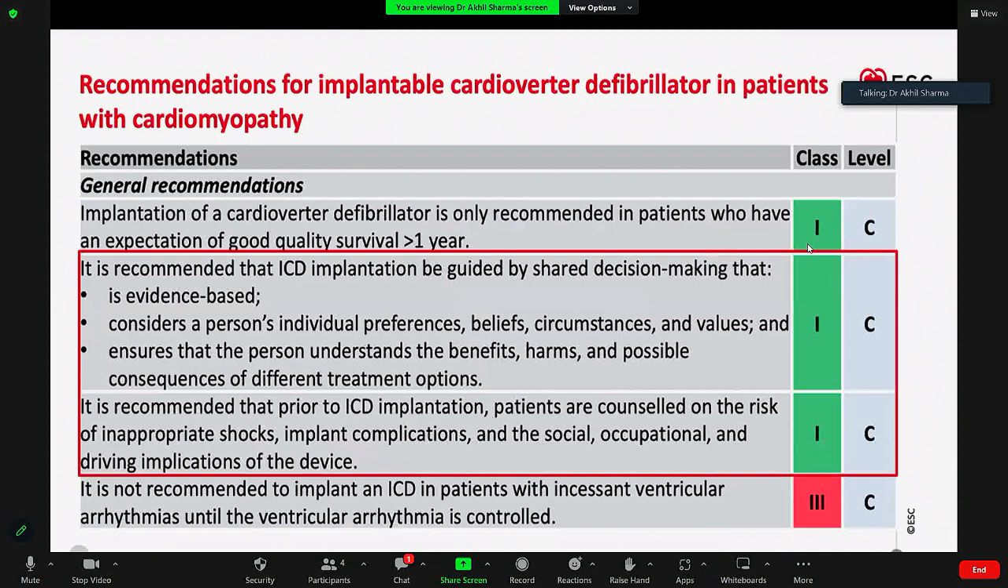How can we recommend ICD implantation in these patients? Any patient who has a good quality of survival of more than 1 year should go for ICD implantation if they require it. And again, the ICD implantation should be evidence-based, decided by the information and shared decision benefit. Every time you discuss the ICD with the patient, you should always discuss the benefit, harm, and possible consequences of this therapy.